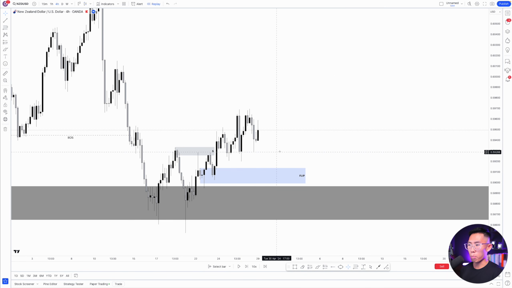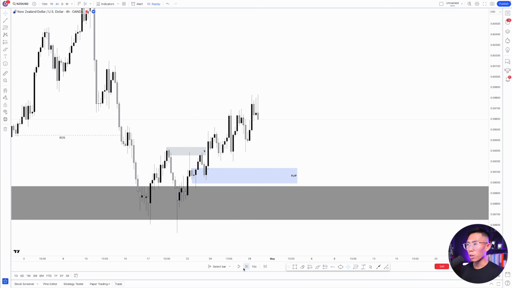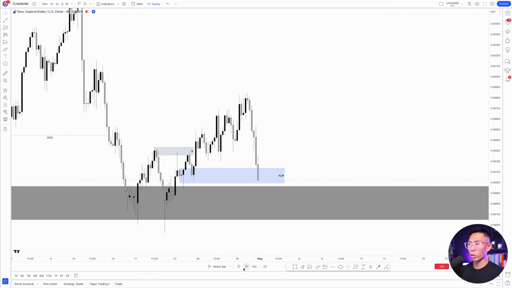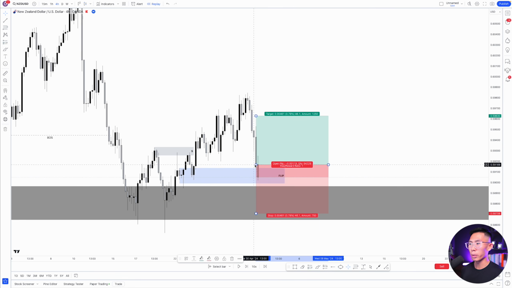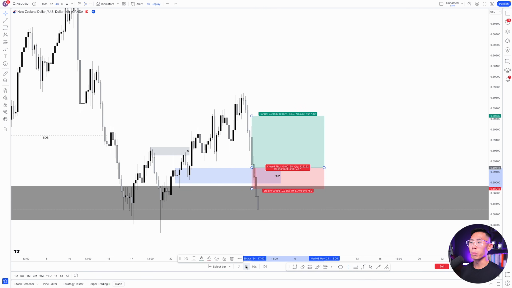So look at what price does. Price goes up, price comes into the flip zone. Potentially you enter for a buy here immediately after price comes into the flip zone, and you place your stop loss below this flip zone, and bam, you just lost your trade. You just lost your trade because you don't really know what you are doing. Like, you're just thinking of trading in terms of a very surface level knowledge. You don't really have a deep understanding of liquidity and the market in general.